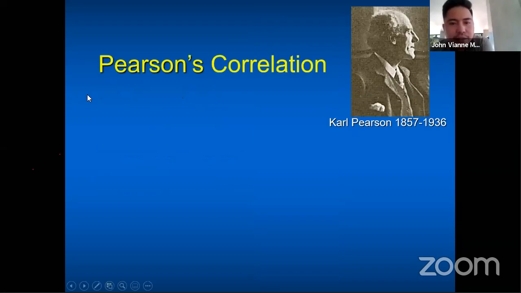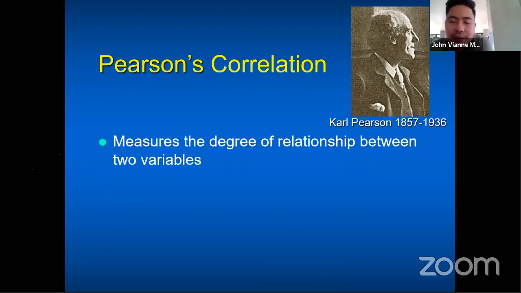Okay, next one. So a test of relationship, the most common parametric test of relationship is the Pearson's correlation, or the Pearson product moment correlation coefficient, which was introduced by Karl Pearson. So Pearson's correlation measures the degree of relationship between two variables.